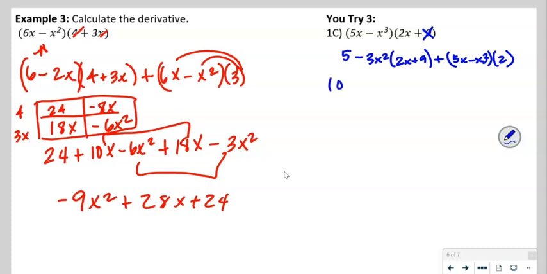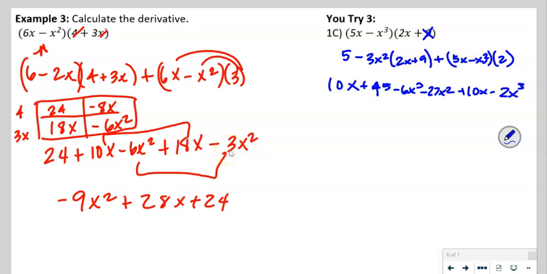So that's 10x. Outside is plus 45. Inside is going to be, sorry, minus 6x to the third. No, FOIL. First, outside, inside, last. Okay. This is going to be minus 6x to the third. And that's going to be minus 27x squared. This one's then going to be plus 10x minus 2x to the third.